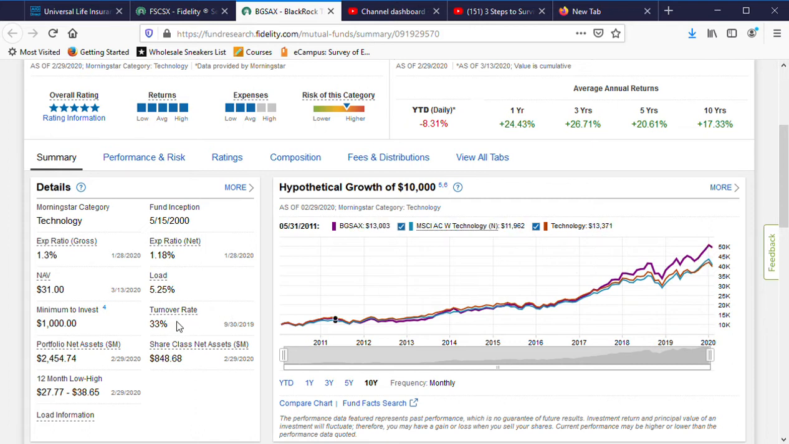The turnover rate is 33%. The expense ratio is 1.3. The expense ratio is kind of high. But the minimum to invest in this one is $1,000. So if you have $1,000, it'll be great. If you don't have $1,000, on to the next one.